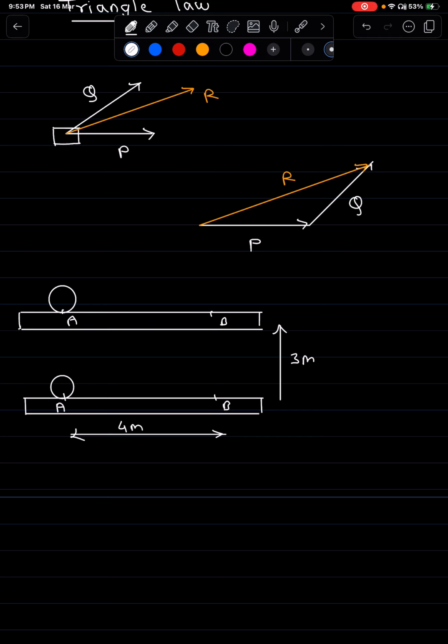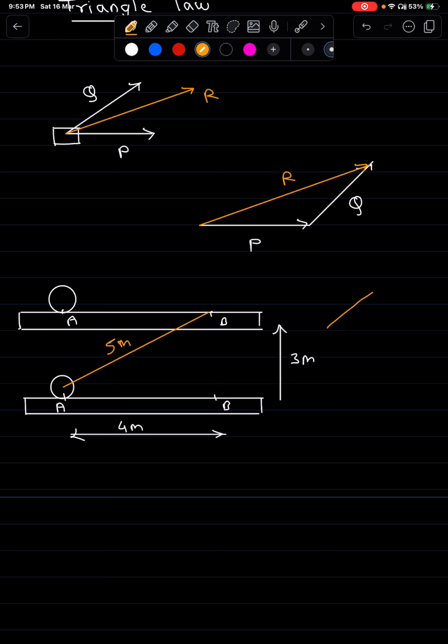One vector towards the right of 4 meters, a displacement vector, and another displacement vector upwards of 3 meters. So the resultant will be a slant vector, right? The object will follow a slant distance. So now it is quite easy. How much will be this distance? This distance will be nothing but 5 meters, correct?